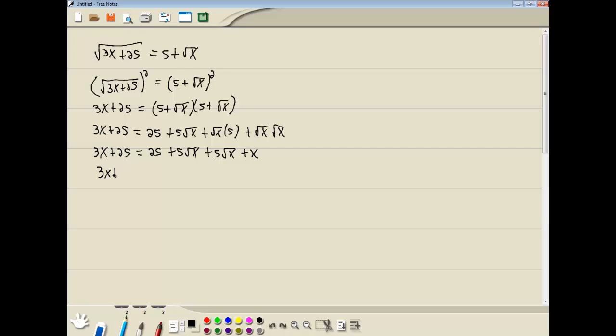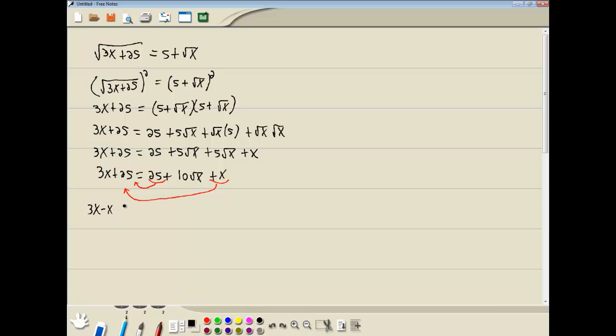Okay, so we've got 3x plus 25 equals 25 plus 5 square root of x plus 5 square root of x is 10 square root of x. Remember, whenever the radicals are the same, you add or subtract the numbers that are out in front. Now we're down to step 3. Step 3 said that if you have more radicals, go back to step number 1. Start over. Well, we have more radicals, so we're going to start over. Step 1 says get a radical by itself. So I'm going to take this 25 and move it over, and I'll take this 10, or this x, and move it over.